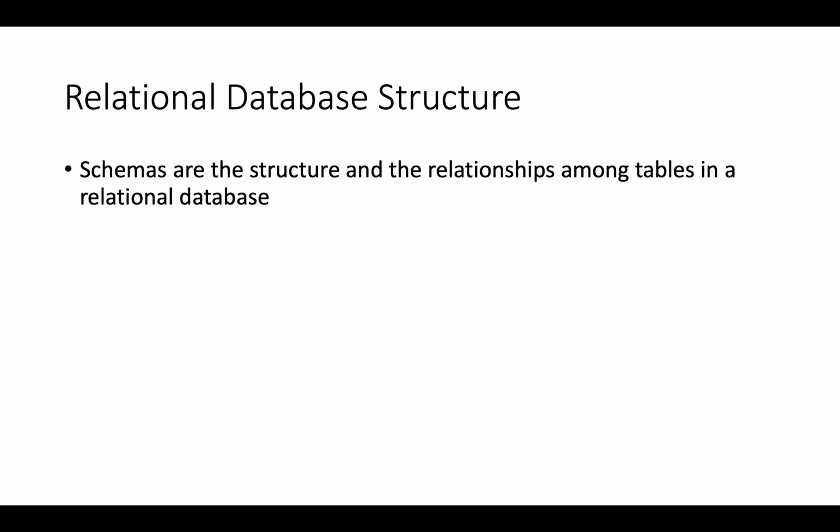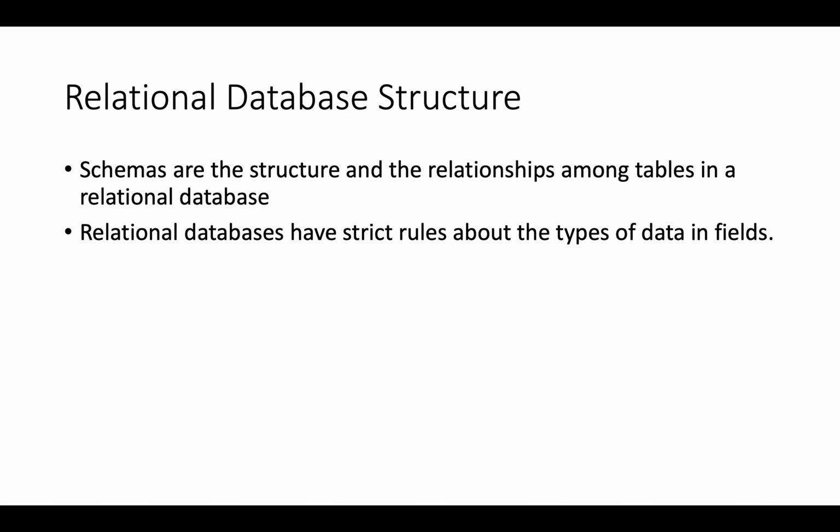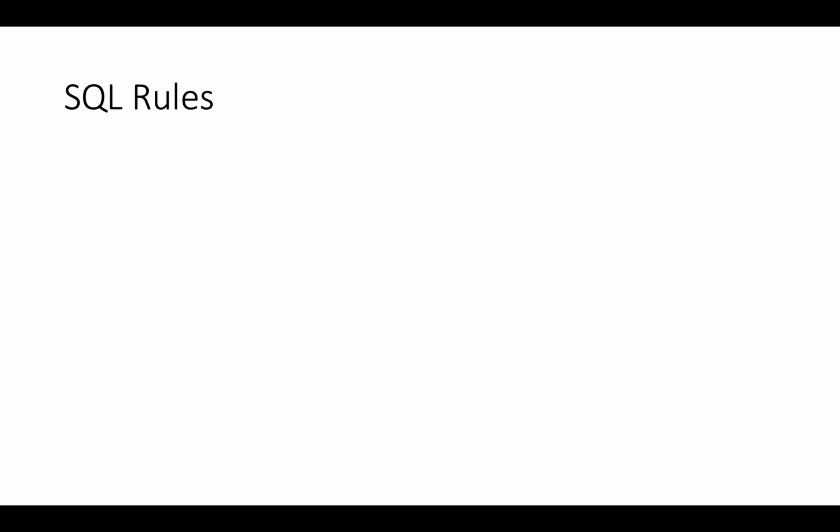How is a relational database structured? It's structured in what are known as schemas. The structure and relationships among tables is called a schema. Relational databases have strict rules about the types of data in fields. Once you declare that type of data, it tends to remain that type of data. It's fairly difficult to change. SQL rules.